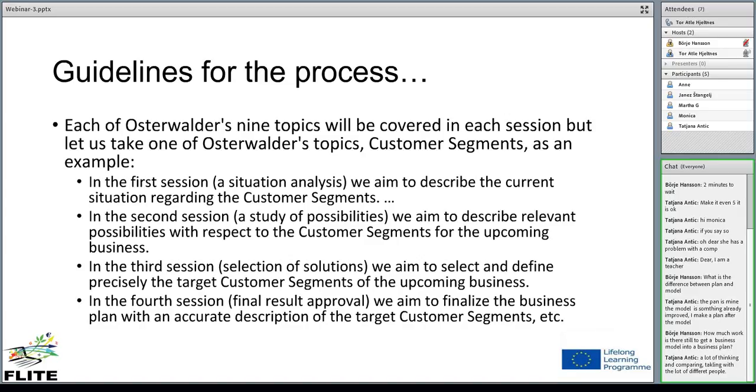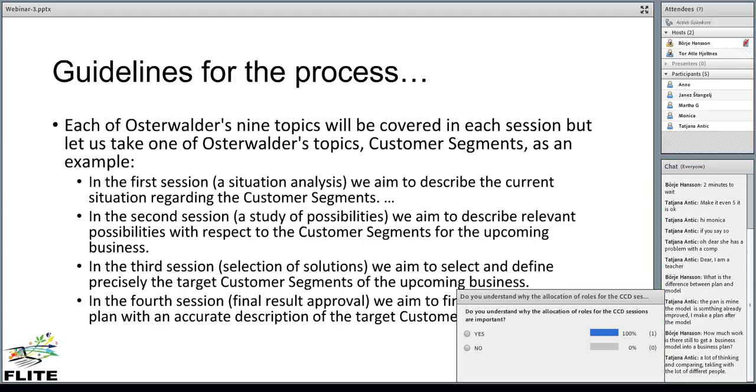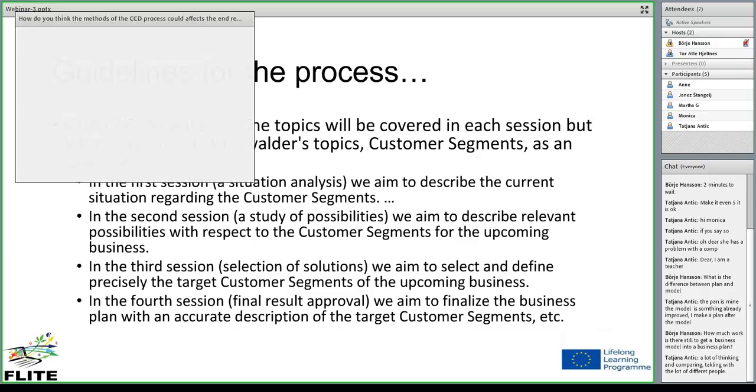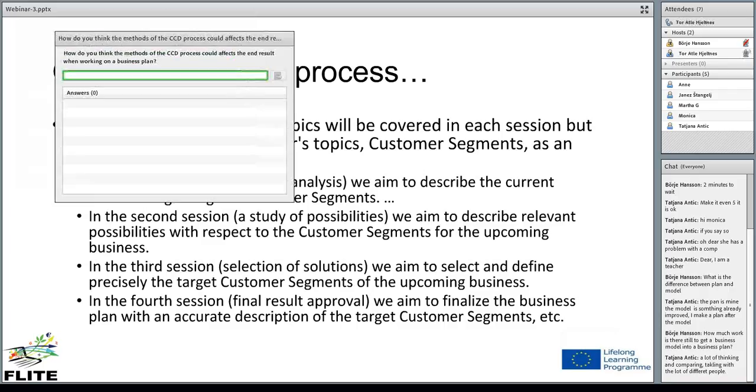So like you see, instead of just using the Osterwalder model and saying that you should sit down and just tell us what the customer segment is, we say that you start with the situation analysis, looking at customer segments, then you look at whether there are any other possibilities regarding customer segments, and after that job is done, you select the actual customer segments that you're going to target. And we suggest that for all 9 of the Osterwalder topics, you should do this job in the sessions.